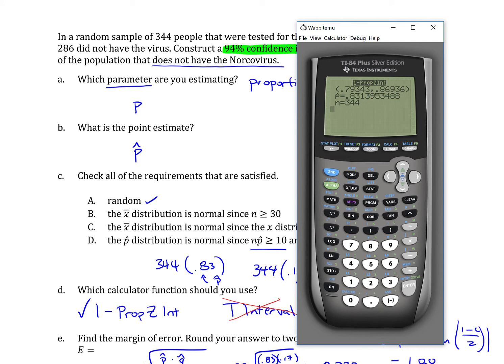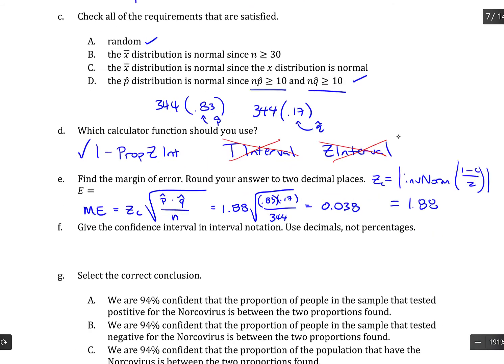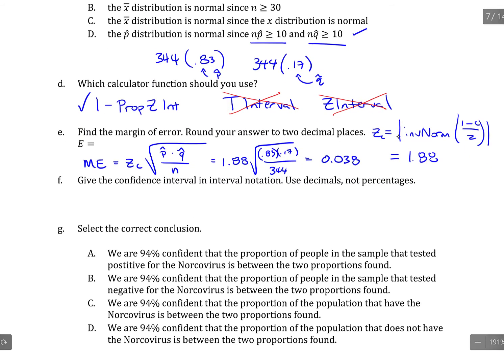So I could actually come up with the margin of error from that. But what I would need to do is take 0.869 minus 0.793. All right, so 0.869 minus 0.793. And then divide that by 2. Whoops, not multiply. Divide it by 2. And so that's another way of getting that margin of error strictly from the calculator. And you'll see it agrees, 0.038.